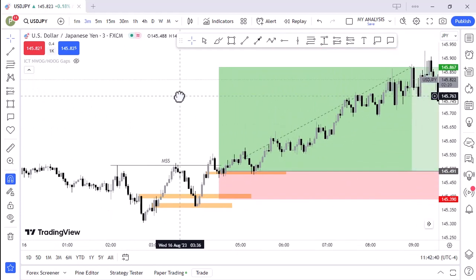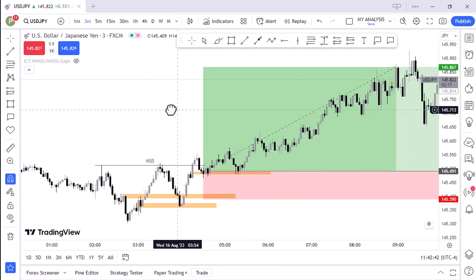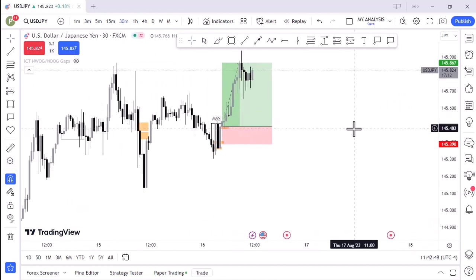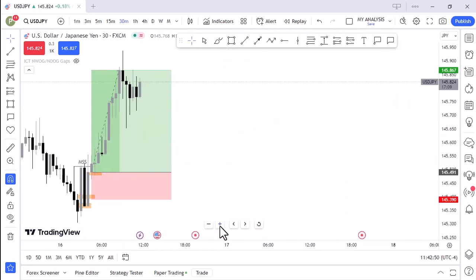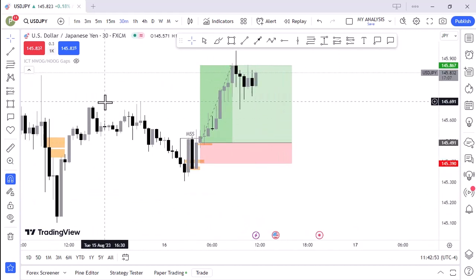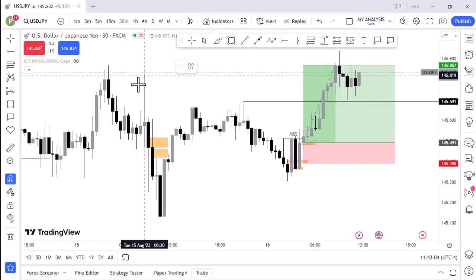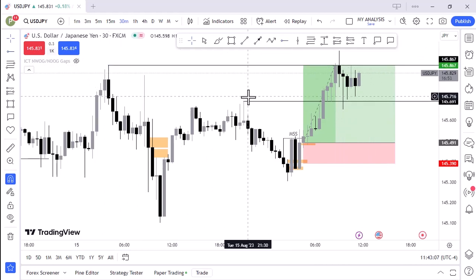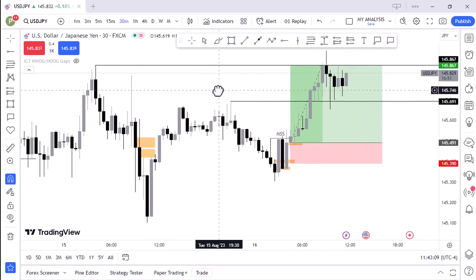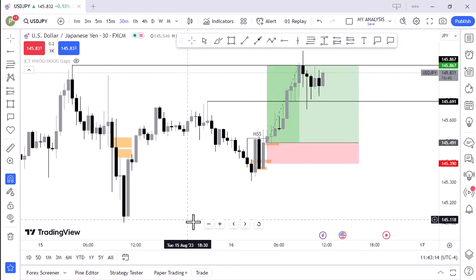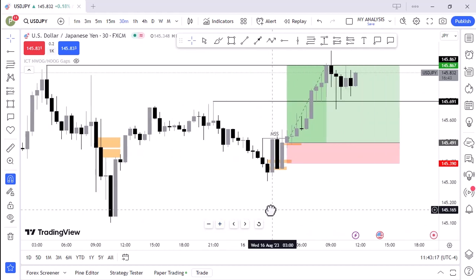My risk was way below that order block. I took my first partial around here. This was my first partial, the first TP was here, and then the last TP was all the way up there. So that was also a successful trade, which I'll go through, the amount and everything, at the end. So this was the second trade of the day, which was very successful.